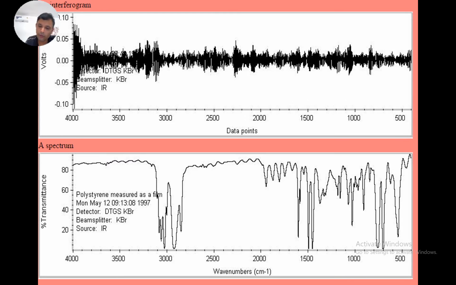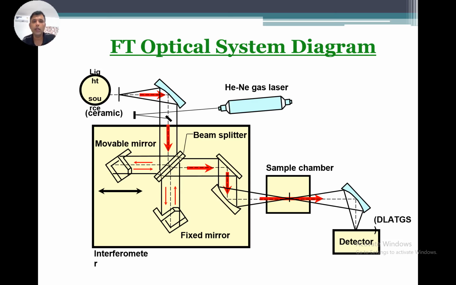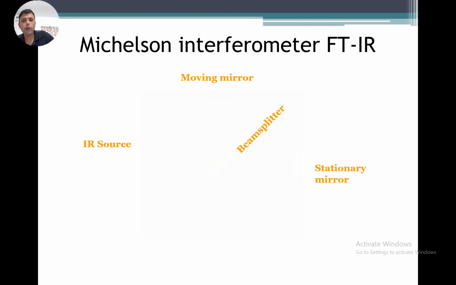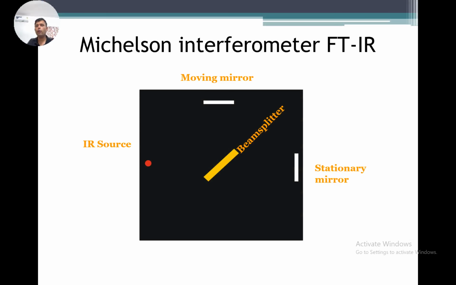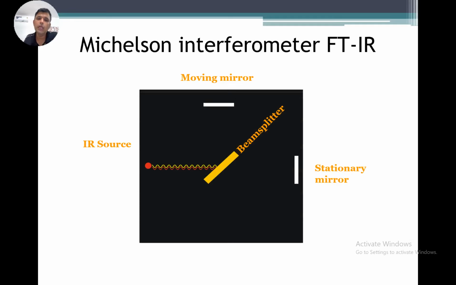Once again we can see what happened in this interferometer. We are focusing only on the interferometer because we already discussed the other components. Once the radiation passes through, it is going to face the beam splitter, which splits the radiation into two. One portion will be moving to the moving mirror, and the next portion is going to face the stationary mirror. As the name indicates, the stationary mirror is fixed, so it won't move, but the moving mirror is slightly changing its position with the help of a motor.